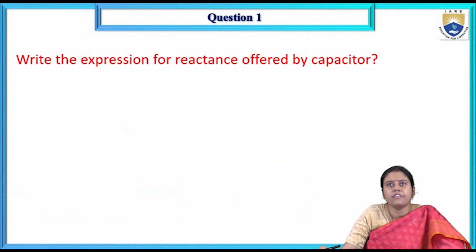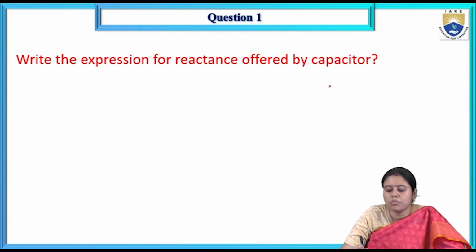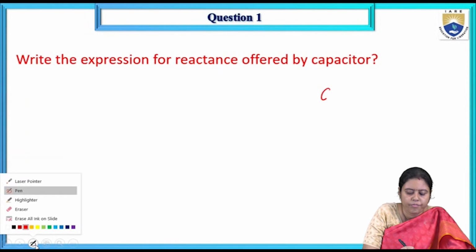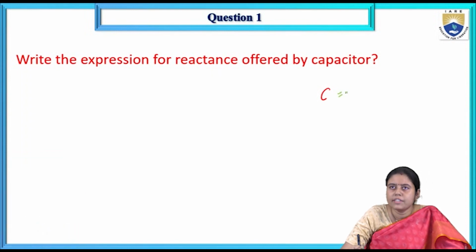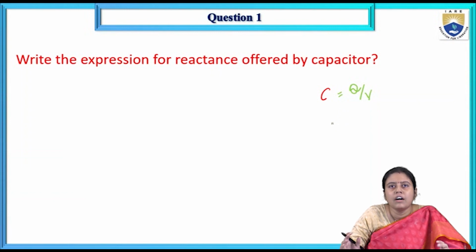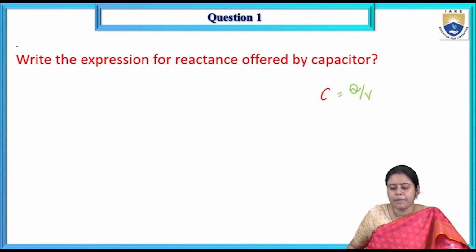Write the expression for reactance offered by a capacitor. So what is a capacitor? We know C is equal to Q by V. Charge per unit potential is called the capacitance. Capacitance is the property of an electrical circuit element that will store electrical energy in the form of charge. So when a capacitor is present in a system, it will offer some capacitance.